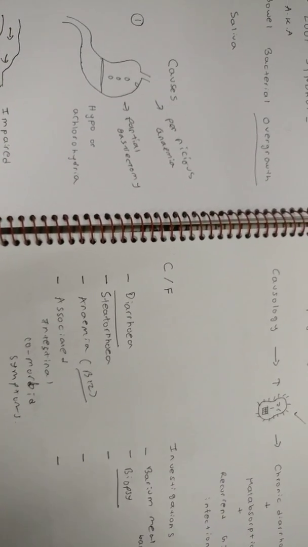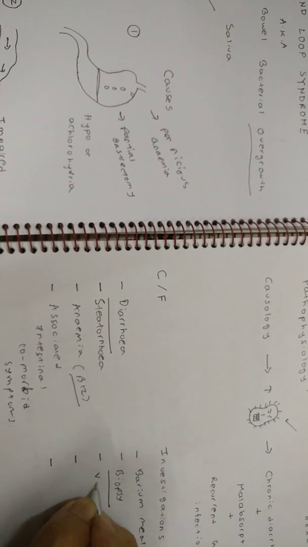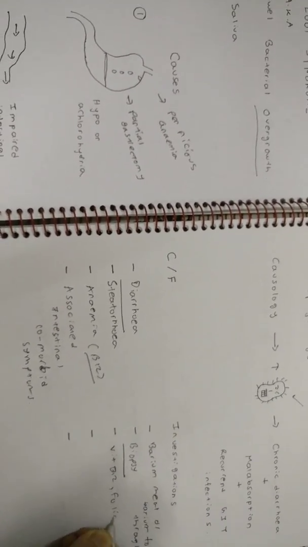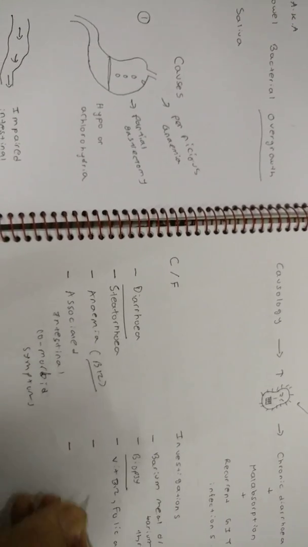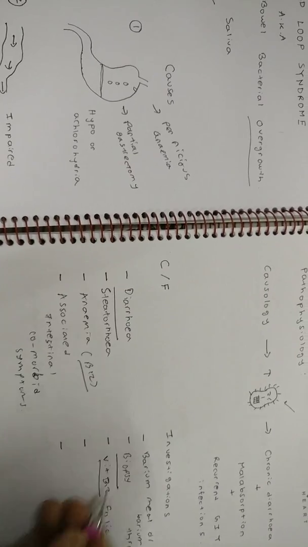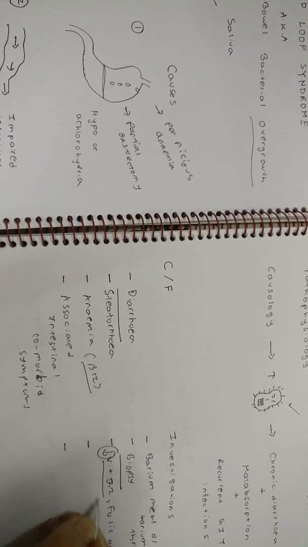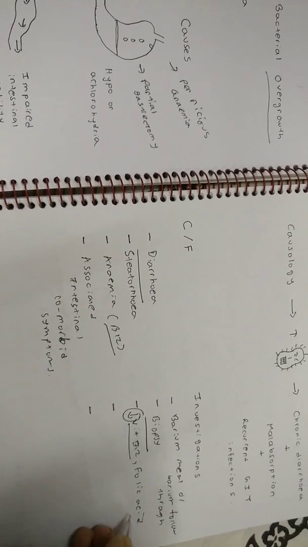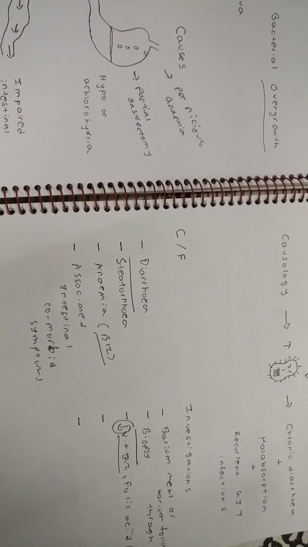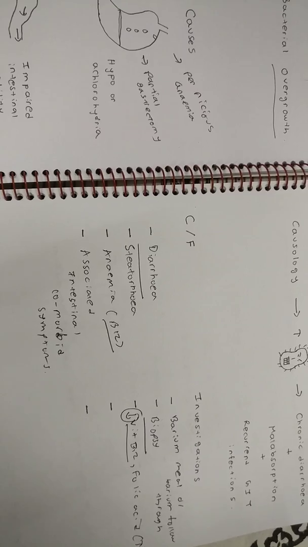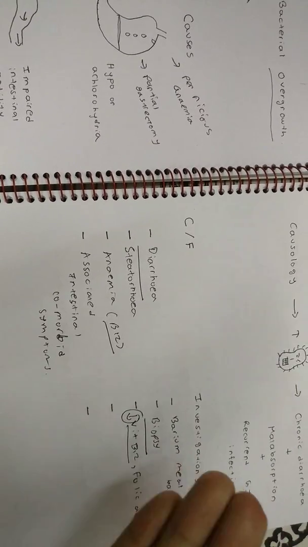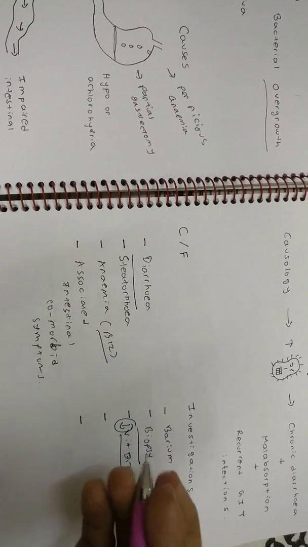For example, we can order the vitamin B12 and folic acid levels in the body. Now I've already told you that the bacteria will use up the vitamin B12, therefore the amount of vitamin B12 will be decreased, but in case of folic acid it will increase because the bacteria will produce the folic acid. Therefore the amount of folic acid will increase, but the amount of vitamin B12 will decrease.